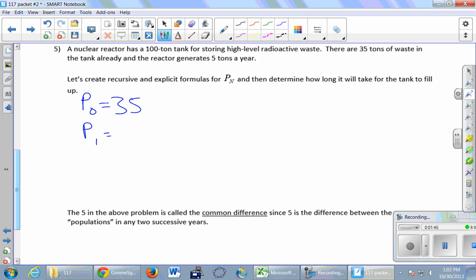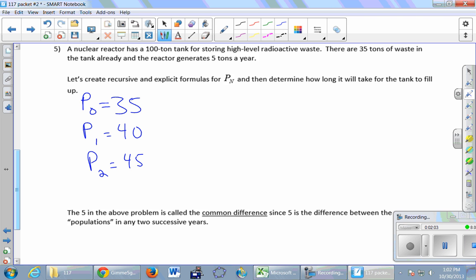And we're generating 5 tons a year. So how much stuff is in there? 40. P2, which is 2 years after we start the experiment. Again, it's 5 tons per year. It's 45. And you can continue like that. All right?